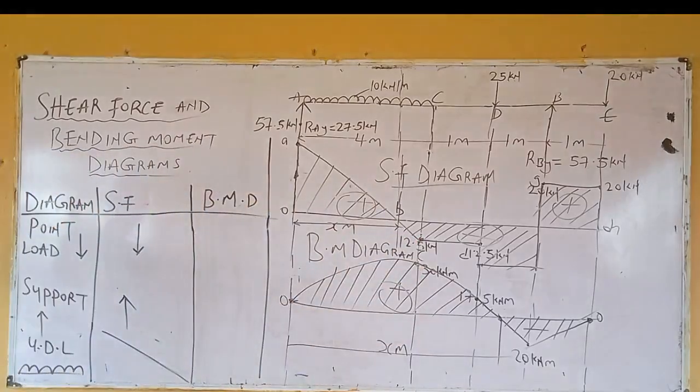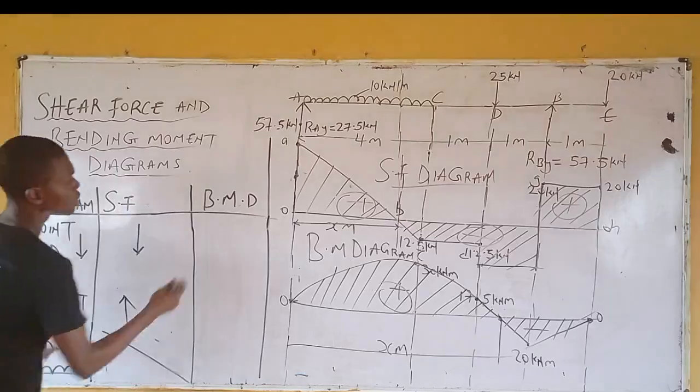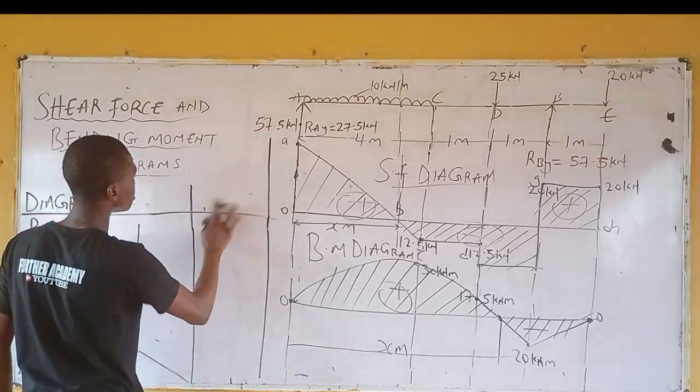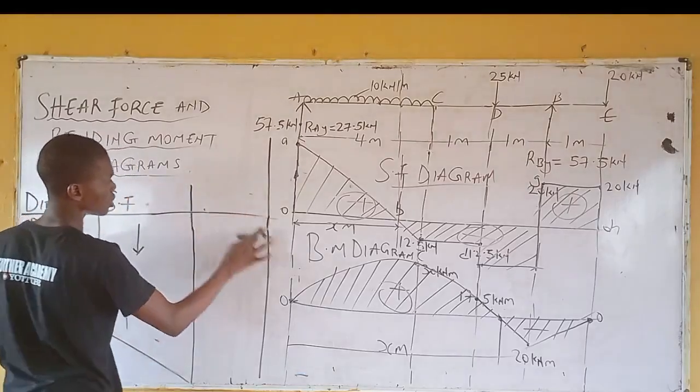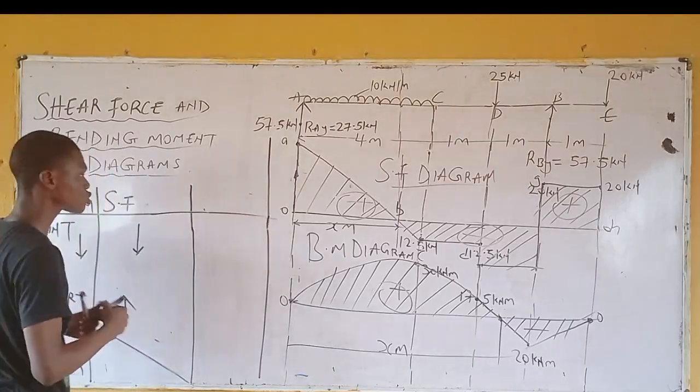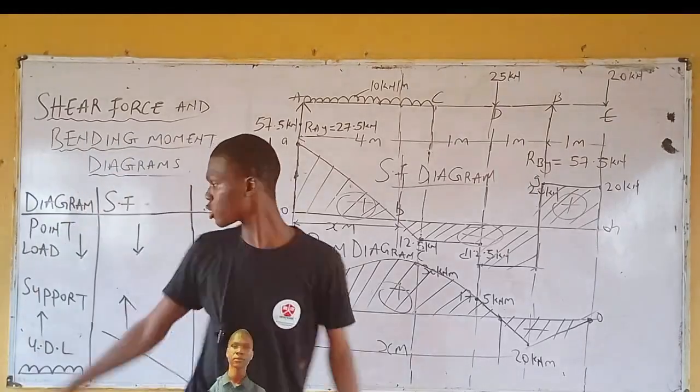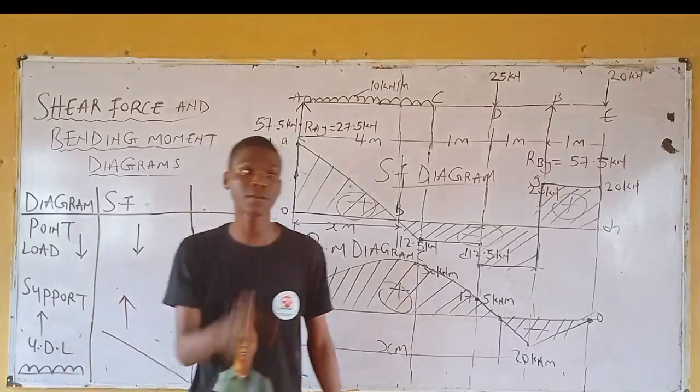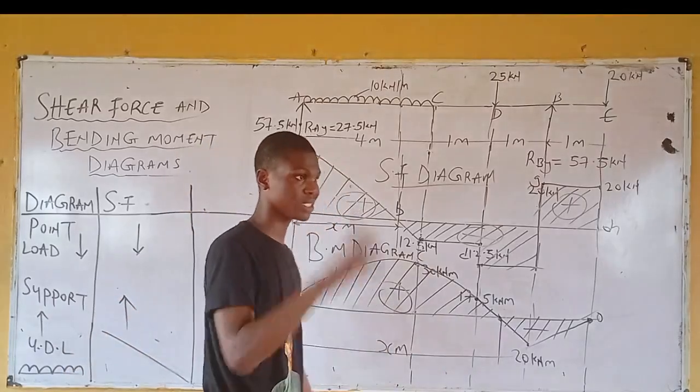The last one is the beam. When you have a beam, you see a line. Include it. Just note: this is the first one, second one, third one. The fourth one, when you have a beam, you see a line.